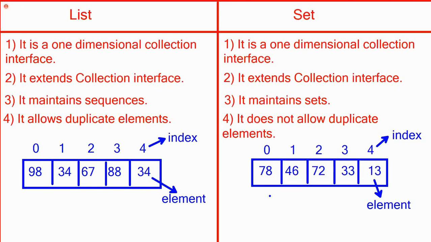Set: only duplicates will not be there. That's it. In a program, the difference will be there. I'll show you. With program methods, the difference will be there.